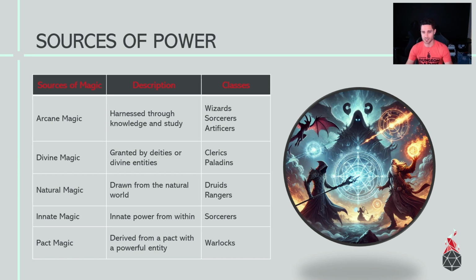And then there's pact magic, which is warlocks, which is also from a divine entity, usually not divine good, usually evil, but some of them are divine. But basically, warlocks make a deal with their patron versus being granted their power like a cleric or a paladin would be. Again, this is all subject to your DM and the story you're playing in, but these are mainly where your characters and your classes are going to draw your power from.